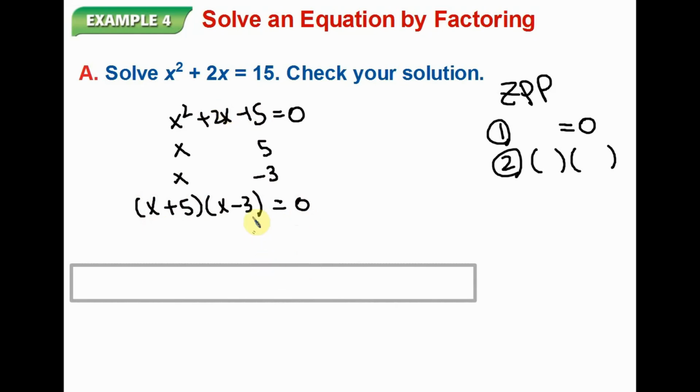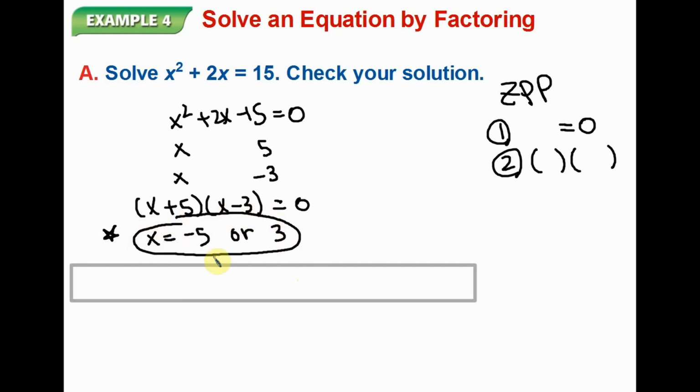So on here, if I'm using zero product property, I know that this term has to equal 0, or this term has to equal 0. If I want x plus 5 to equal 0, x has to equal negative 5, which is the inverse of positive 5. Or in this case, I have to have positive 3, so 3 minus 3 will be equal to 0. And that's how I know this is the answer of this equation.